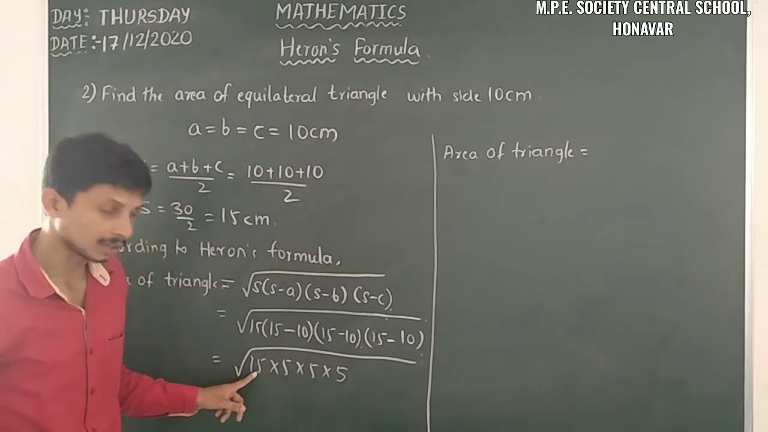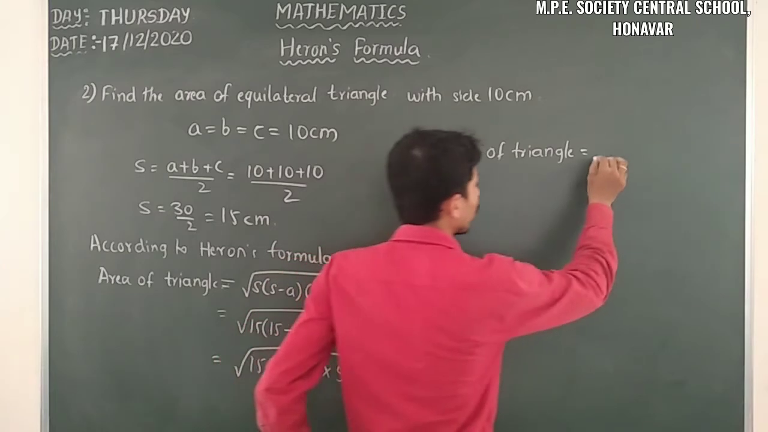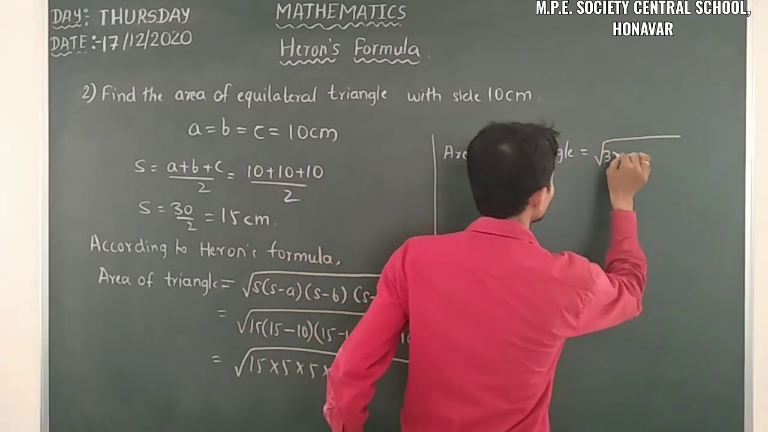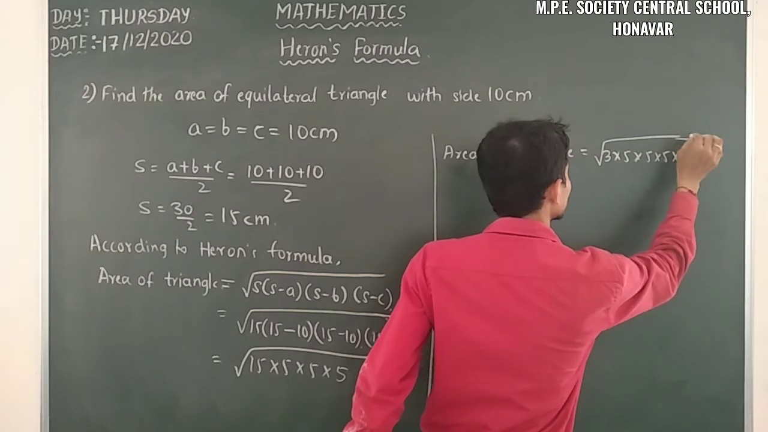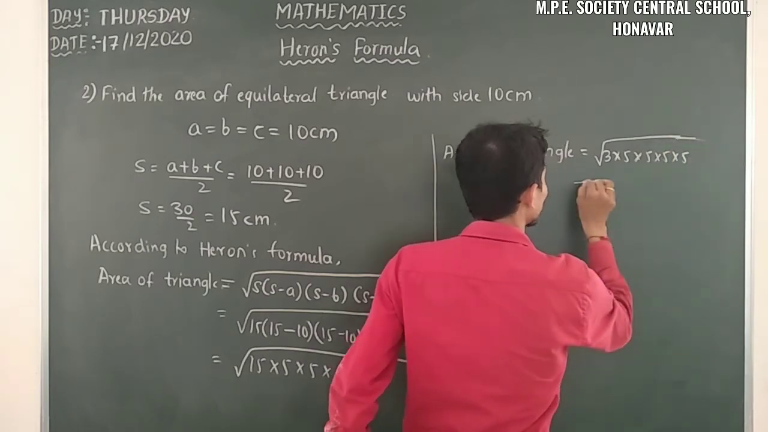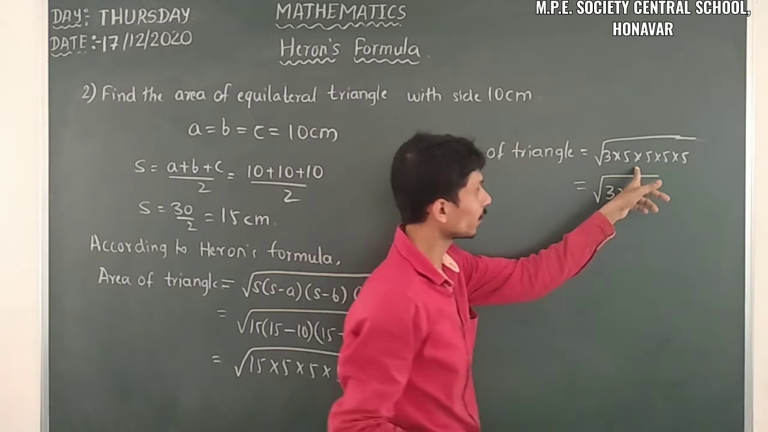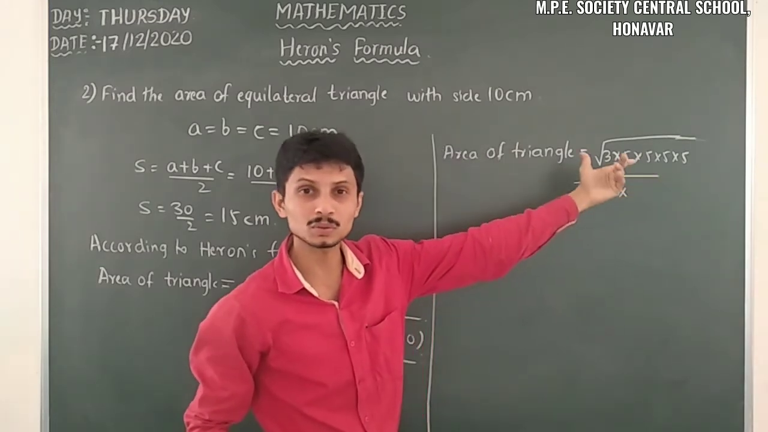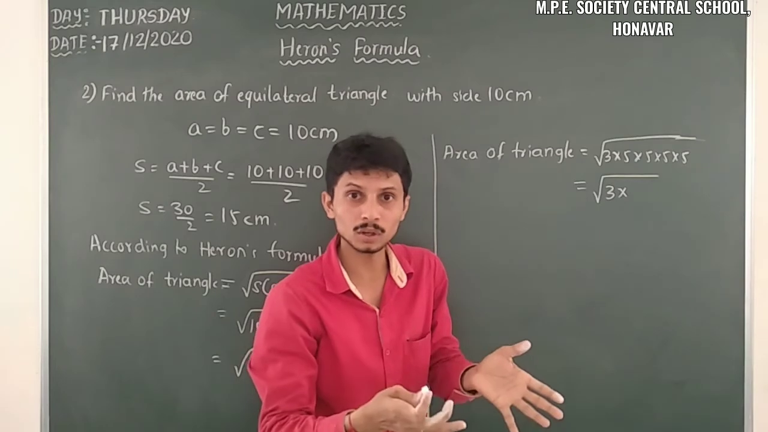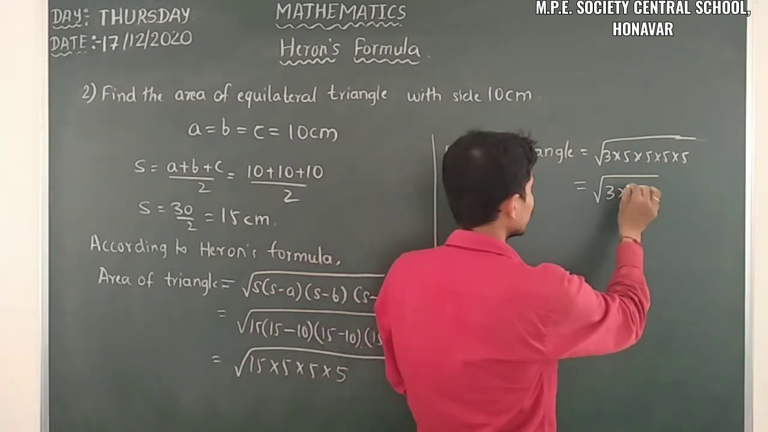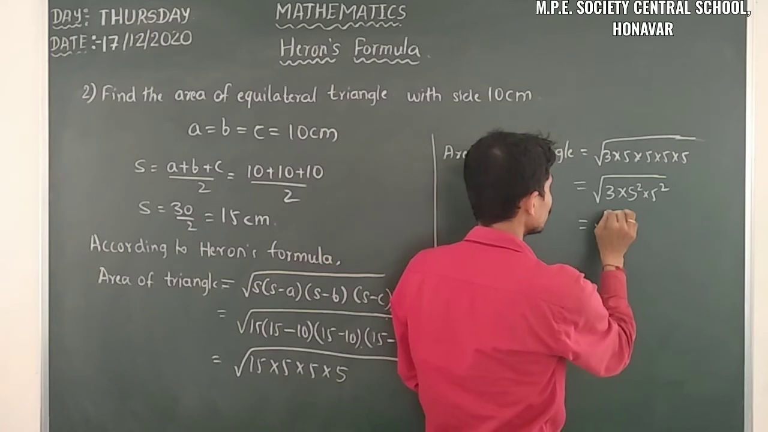So here just observe, 15 can be written as 3 into 5. So write that, and the remaining you have to write the same. So square root of 3 into 5 into 5 into 5 into 5. Here just observe, 5 into 5 into 5 into 5, so 4 times we have here. So we can write it as 5 raised to 4, or we can write 5 square into 5 square.